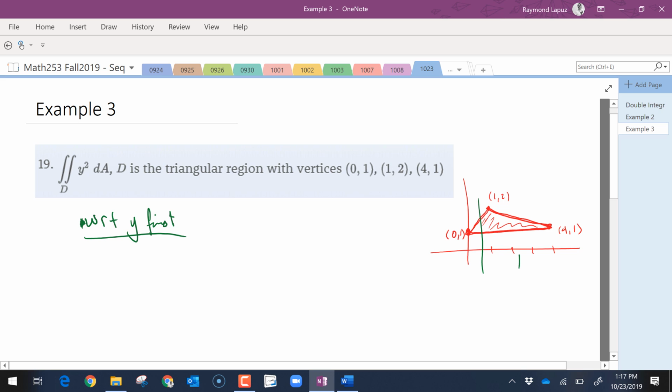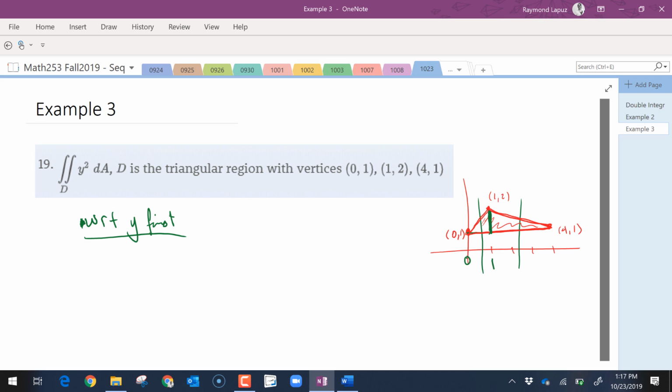I think I have an issue here. What's my issue? I have two different functions to deal with. Do you see that? If I'm over here going from 0 to 1, and I'm going to set this up, we can set this up, but you'll see some complications happening if we integrate with respect to y first.